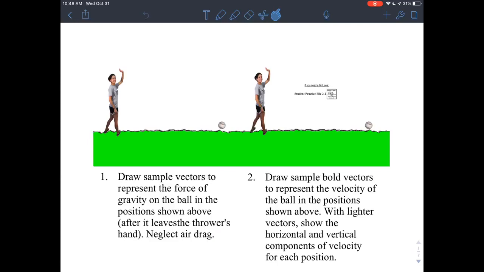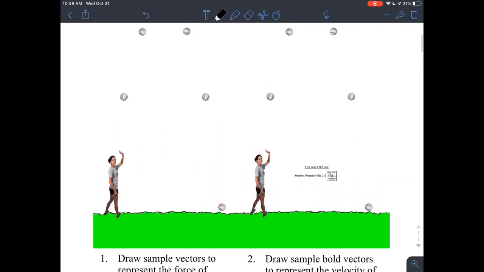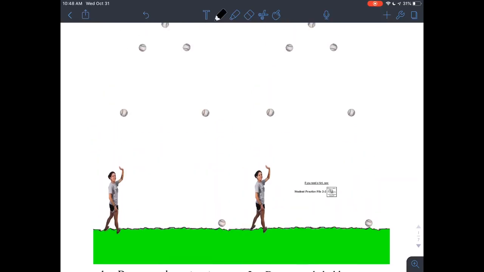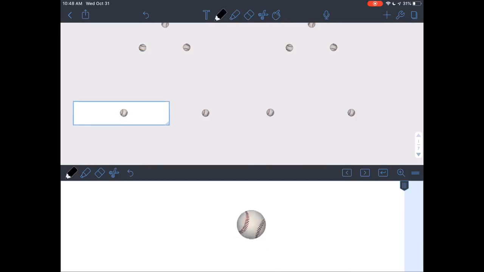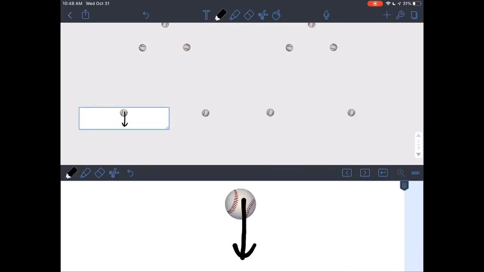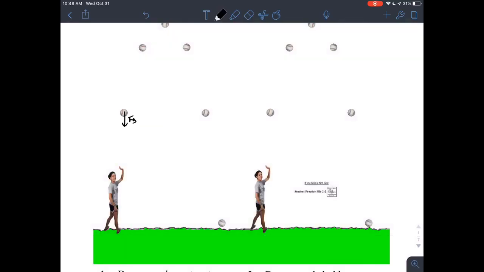So here's what you need to understand, right? In this particular problem, the force of gravity is a constant. The weight of that ball is always the same, and it's always acting in the downward direction. So really, once you get this vector drawn in here one time for your force of gravity or your weight, you're good to go because it's going to be the same each time. So there's my Fg for my weight. And again, all I'm going to do is put that in each time because gravity doesn't change.